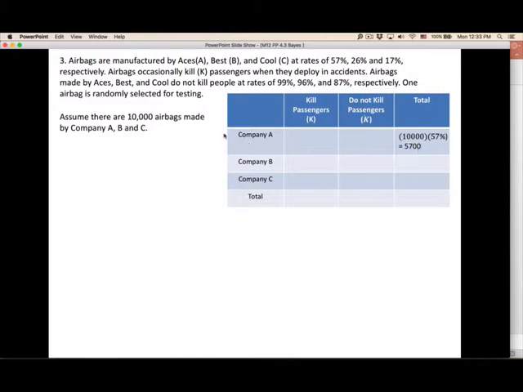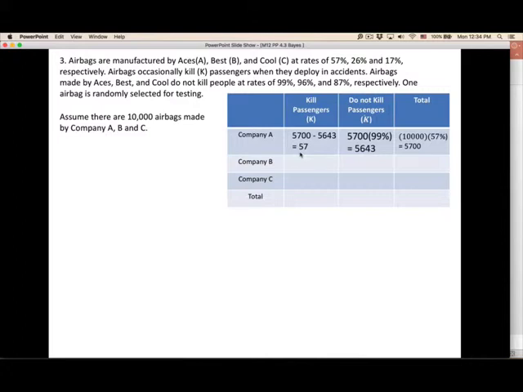And then you know, airbags made by company A do not kill a person at a rate of 99%. So do not kill the passenger here. 5,700 times 99%, and I got this number. Now you need to figure out how many of them kill passengers. So you could subtract it, right? 5,700 minus this number, that will be 57 airbags that kill passengers.